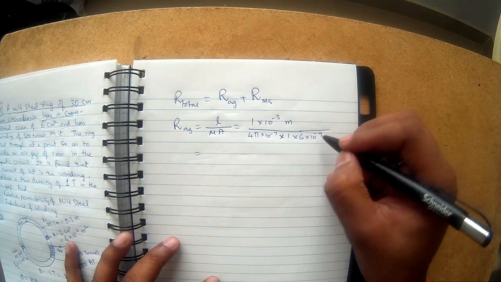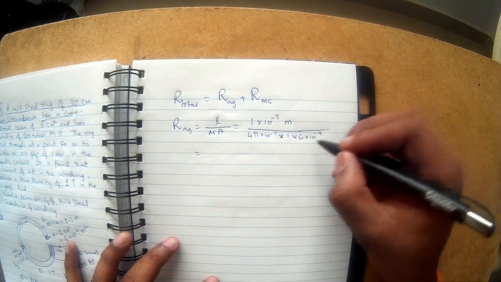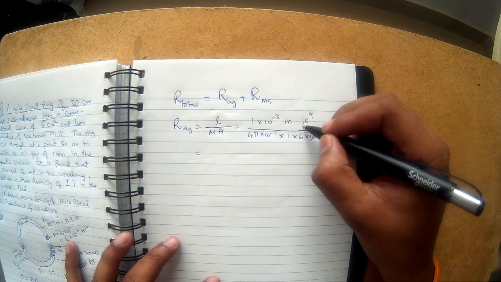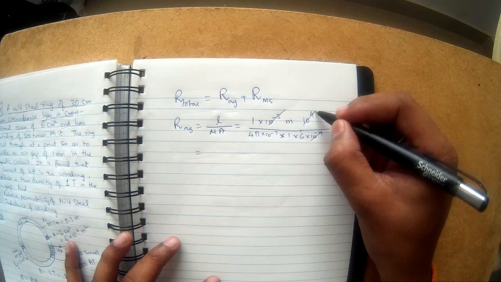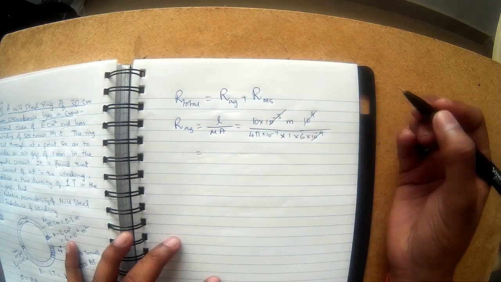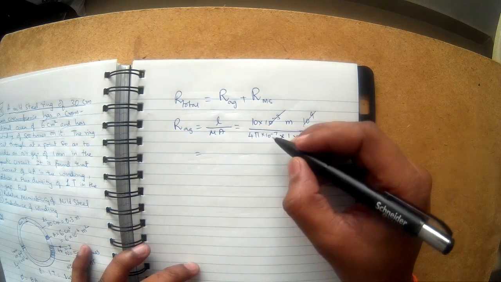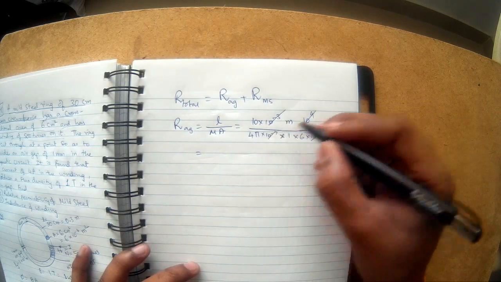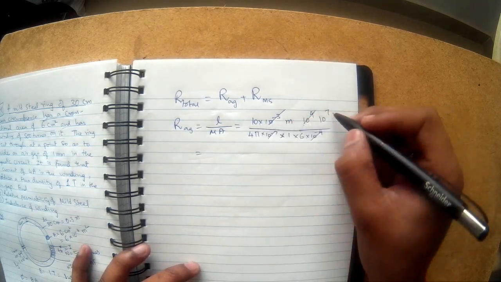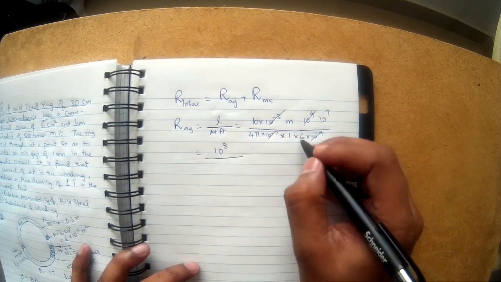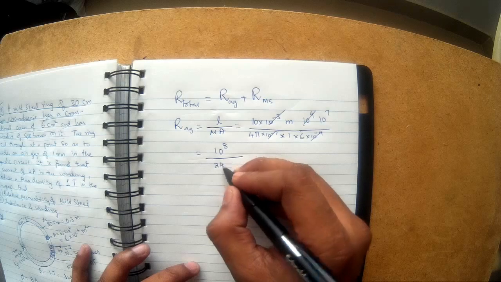So 10 power minus 4 goes up, it becomes 10 power plus 4, then this 2 will cancel out each other and it becomes 10 in the numerator. Then 10 power minus 7 goes up, it will become 10 power plus 7. So total in the numerator I have 10 power 8 divided by 4 into 6 is 24 pi.